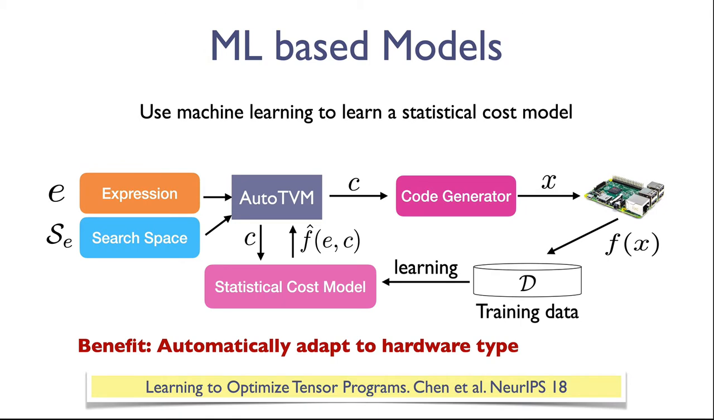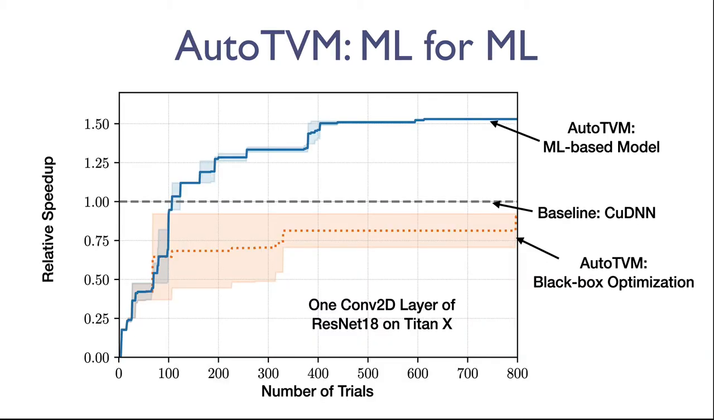Now we can take the data that comes out of the hardware and feed this back into a statistical cost model so that AutoTVM can make new predictions about what is the best code that can be generated on the hardware. And the benefit of this is that we can automatically adapt to any hardware type, hardware that exists today, or hardware that exists in the future. For example, using this approach on a 2D convolution layer of ResNet-18 on Titan X, an AutoTVM machine learning-based model has a 1.5 relative speedup over the baseline cuDNN model.